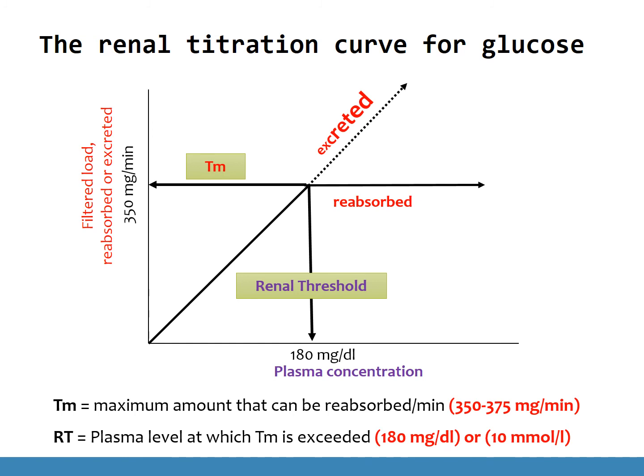So let me just repeat what I said. Tubular maximum is the maximum amount of the glucose which can be reabsorbed per minute. So until about 350 or 375, the renal tubules will be able to reabsorb all of glucose. And this usually happens when the plasma level is about 180 milligrams per deciliter or 10 millimoles per liter. When this renal threshold is exceeded, glucose will start appearing in the urine.